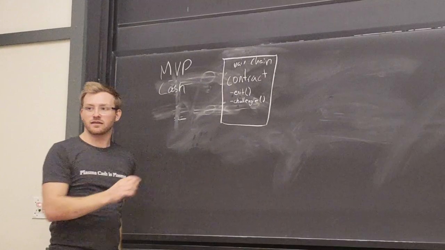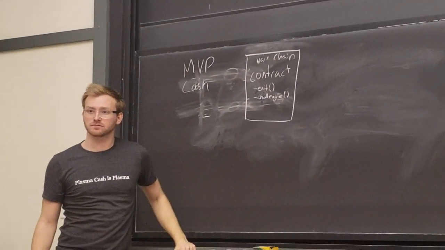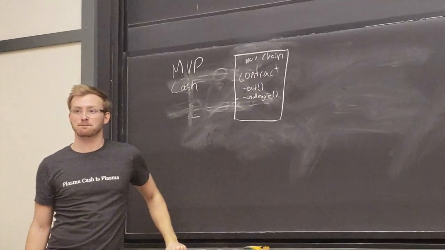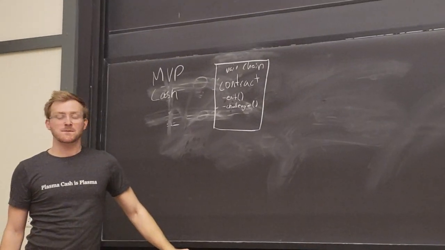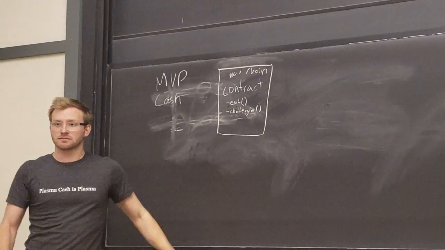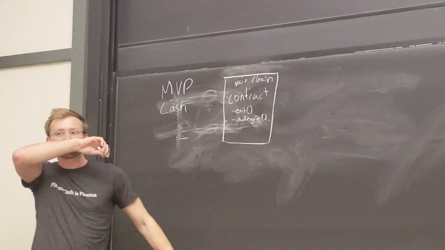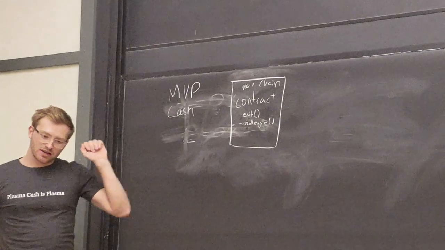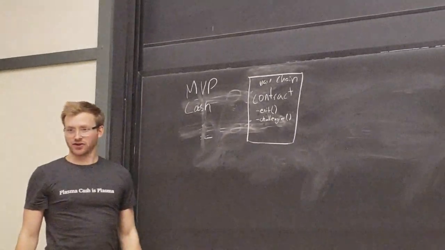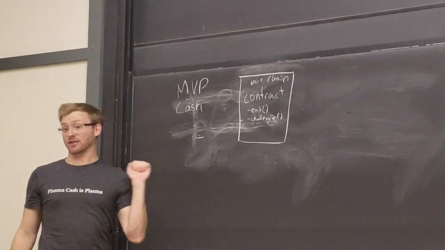I'm confused. Go ahead. So who's participating in this contract? Like you say someone fraudulently exits, what does that mean exactly? Because if this is just me putting money in this contract, then no one. Right, like okay. Who has access to this? Like what does that mean? So anyone can deposit money into the contract. And anyone can attempt to exit money from the contract.